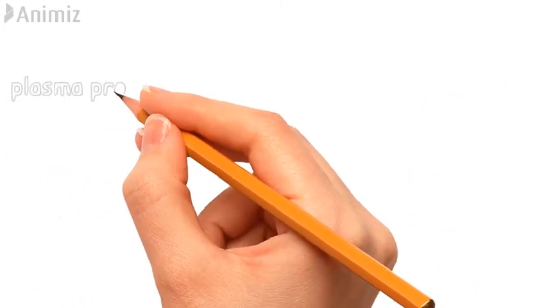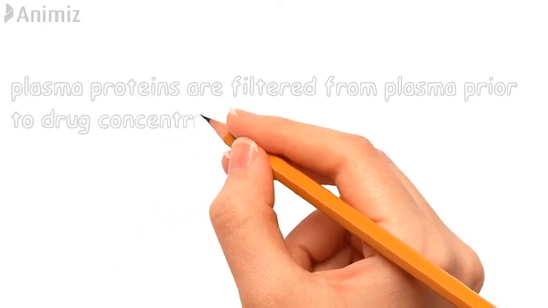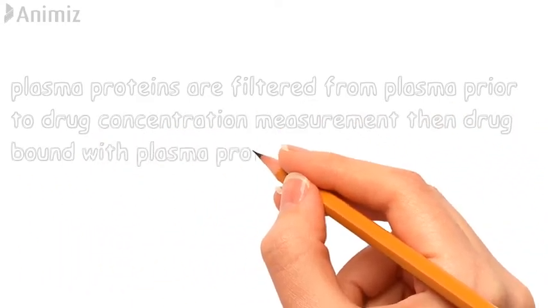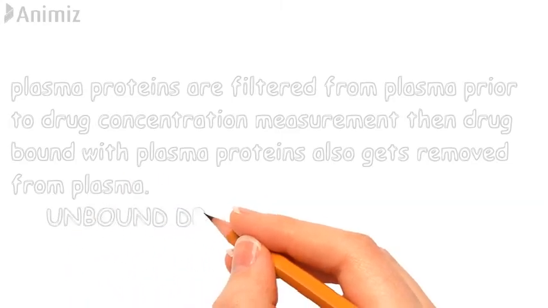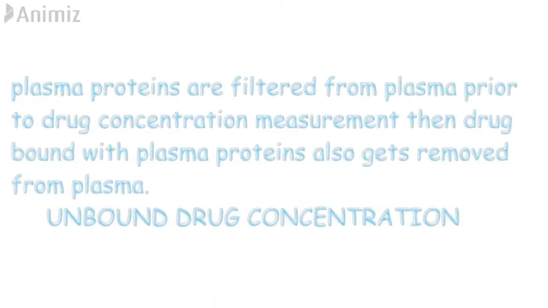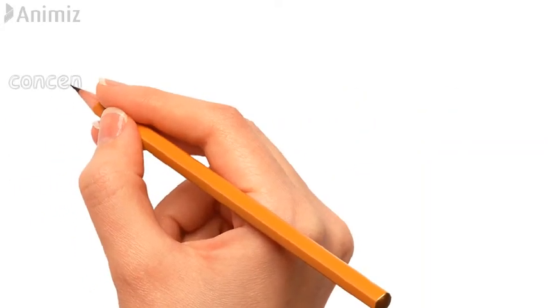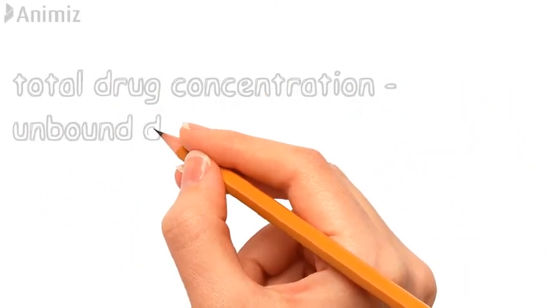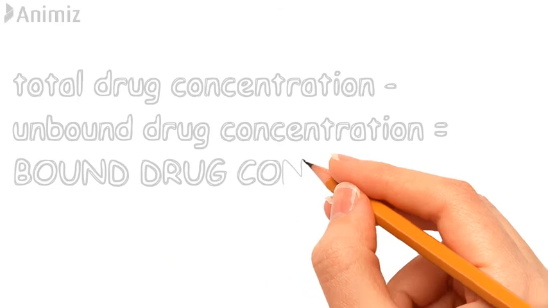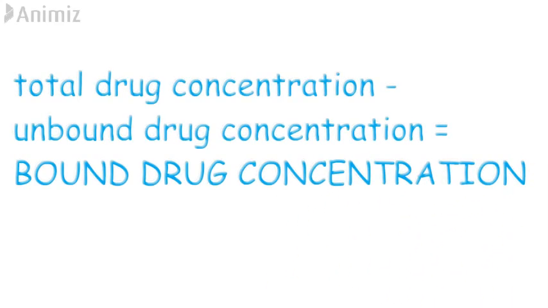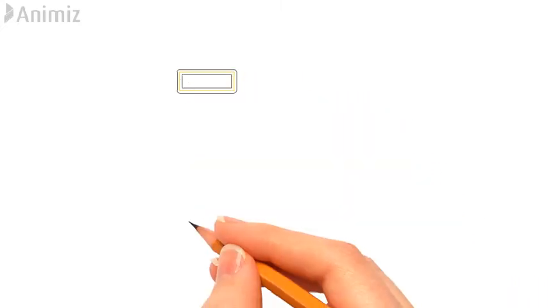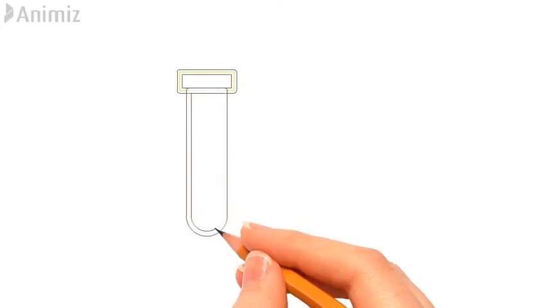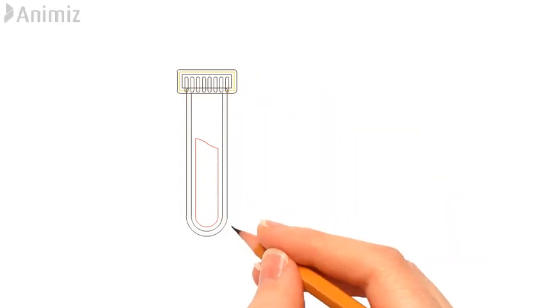Plasma proteins are filtered from plasma prior to drug concentration measurement. Then drug bound with plasma proteins also gets removed from plasma. This is the unbound drug concentration, and if the concentration of drug is measured from unfiltered plasma, this is the total plasma drug concentration. Also, total drug concentration minus unbound drug concentration gives bound drug concentration. During interpretation, the type of plasma concentration should be specified, whether it's bound, unbound, or total drug.